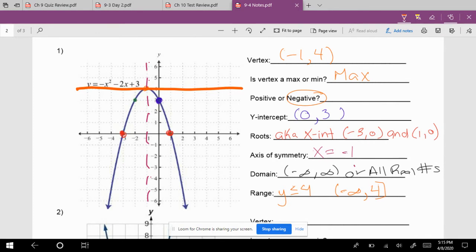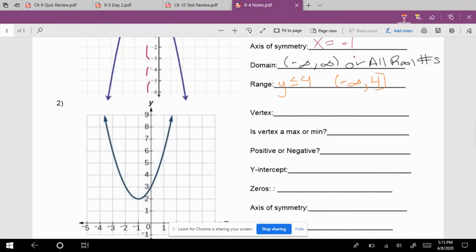Okay, if domain and range, especially range, is feeling really weird to you right now, it's okay. We're going to be spending lots of time on it because it is kind of an abstract thought.